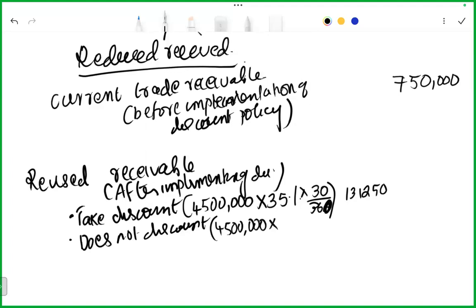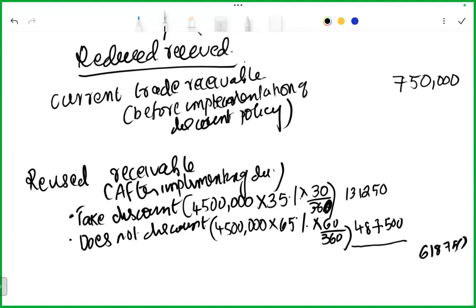If 35% avails the discount, the remaining 65% will not take the discount and they will take the average 60 days to make the payment. So the new receipt is 487,500. So your totally revised receivable is equal to 6,18,750. If you notice something here, because of the introduction of the discount policy, your receivable balance has decreased.